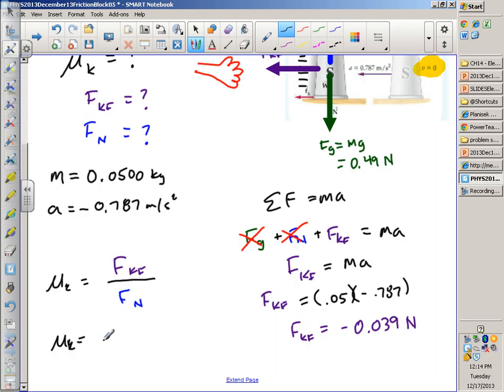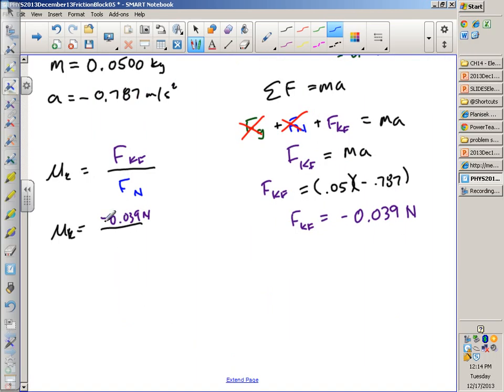So we start plugging in things we know, right? We just learned that the kinetic friction force was negative 0.039 newtons. Earlier, we figured out that the normal force was 0.49 newtons. And we end up with that, if I remember correctly. Is that right?